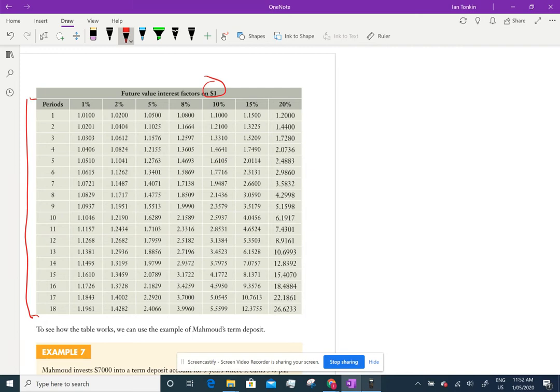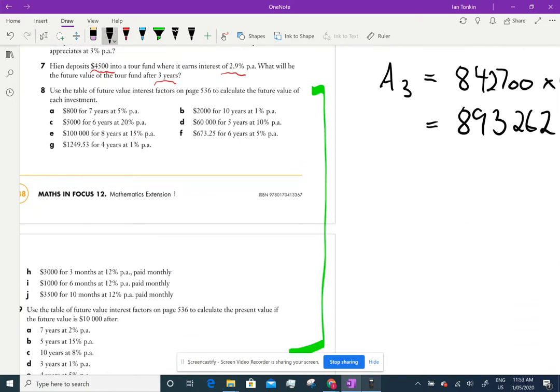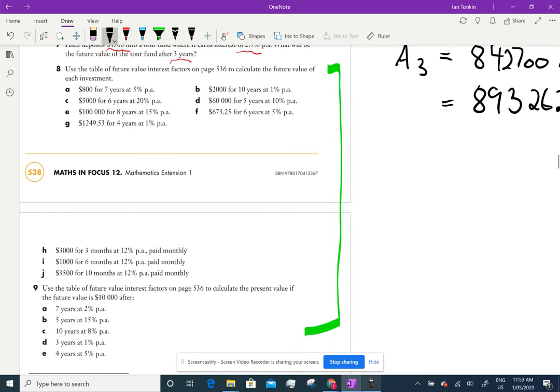You'll notice the problem with this is that you have to use the percentages that they've got there. So 1, 2, 5, 8. You can't do 2.9% using this table. And the values in this table, this multiplying number that you're going to use, or indeed dividing number, come from the compound interest formula. And we'll see that when we get going. So let's have a go at these. I'm only going to do a couple from each. So I'm going to do 8A.